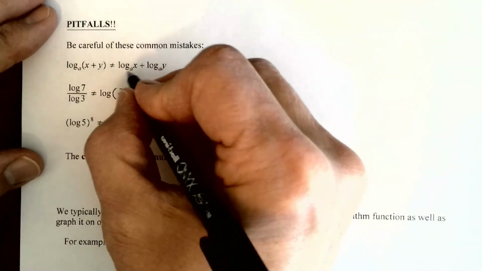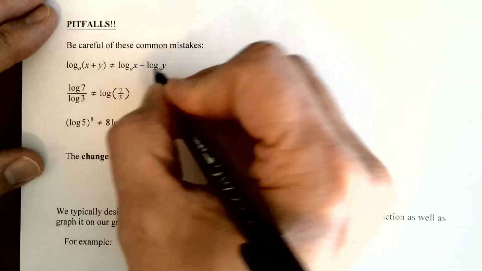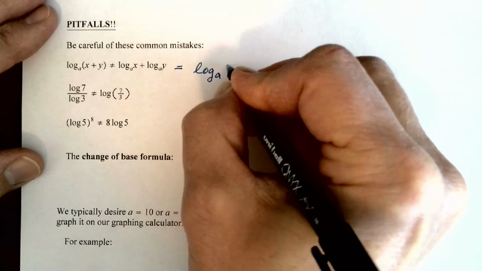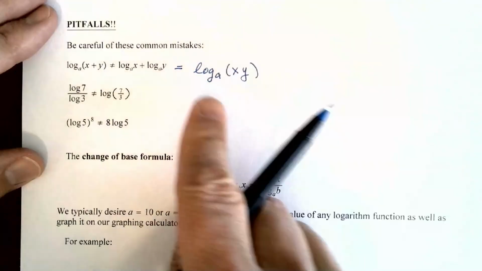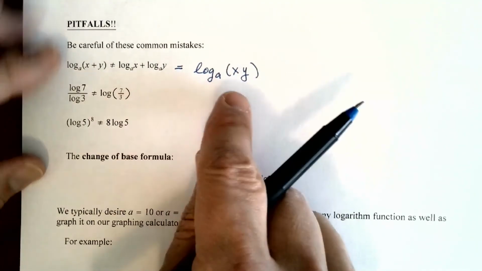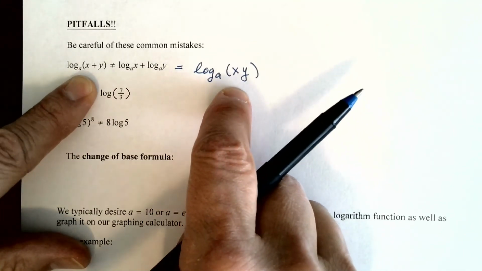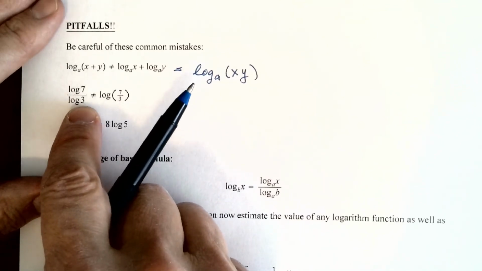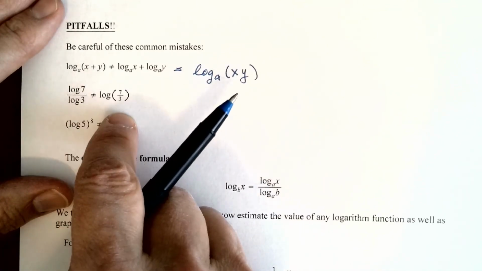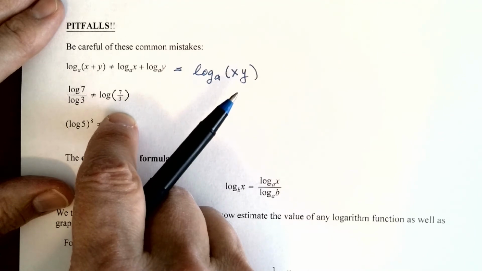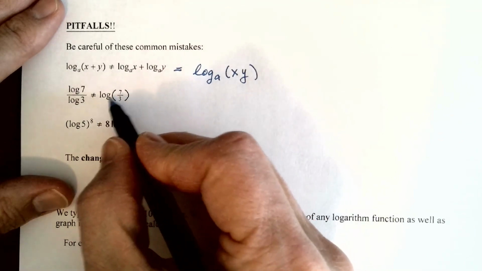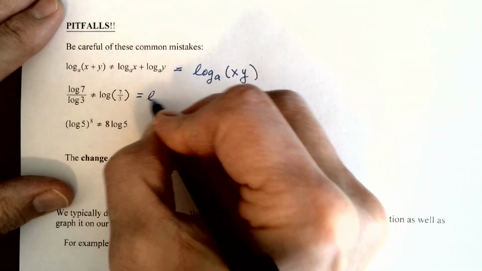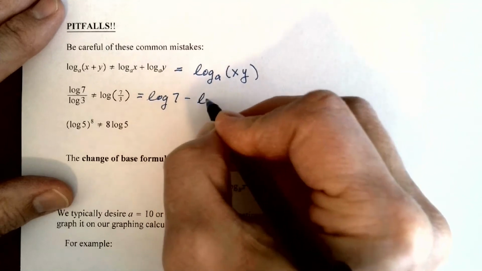In fact, log base a of x plus log base a of y we know is what? This is log base a of x times y. That's the property of logarithms. Log of a product is the sum of logarithms. So obviously these two are not the same. Right? Another incorrect assumption is log base 7 divided by log base 3 is equal to log of 7 divided by 3. That is not the same thing. Again, it's kind of like distributing log 7, log 3. You can't do something like that. In fact, log of 7/3 is the log of 7 minus log of 3.